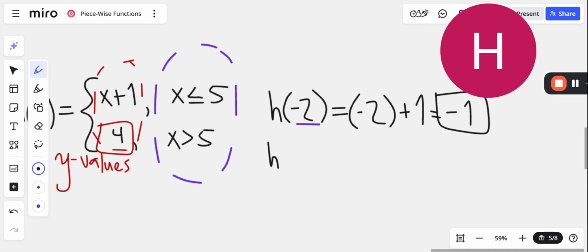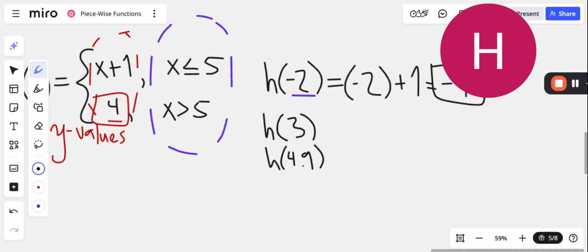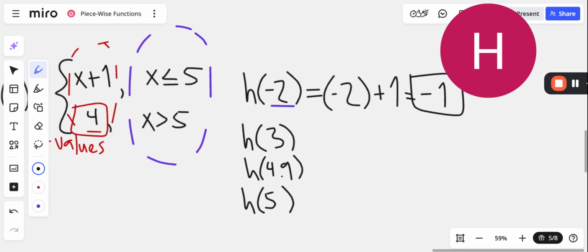And so if we plug in anything that is less than or equal to 5, if we plug in 3, if we plug in 4.9, even if we plug in 5, we will be using the exact same piece of function. So this would be 3 plus 1. And this would be 4.9 plus 1. And this would be 5 plus 1.